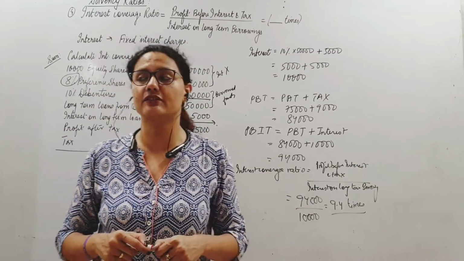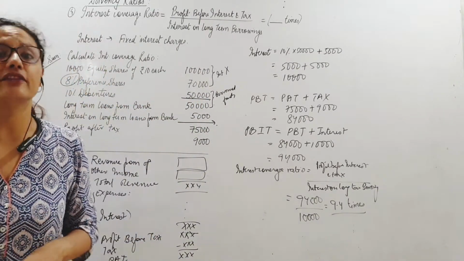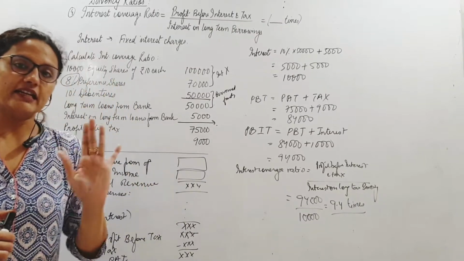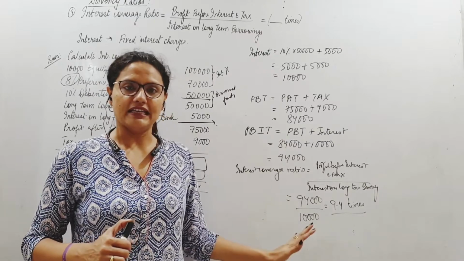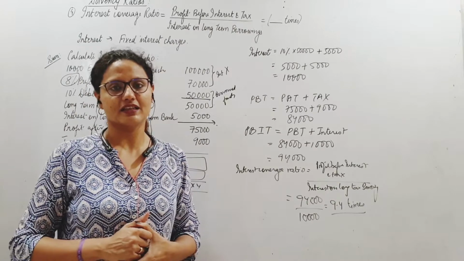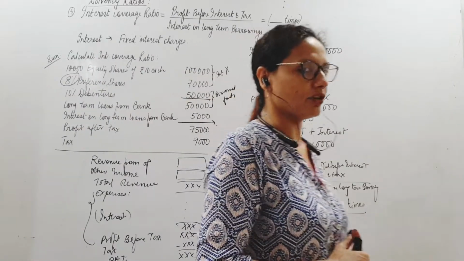So this is 94,000 divided by 10,000, which is 9.4 times, meaning my profit covers the fixed interest charges 9.4 times, which is pretty high and which is a good indicator that the creditors will be happy, as the interest element is very less as compared to profit before interest and tax. So this is all about interest coverage ratio and solvency ratio.